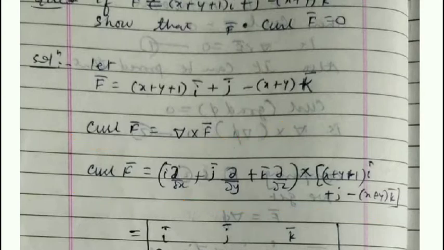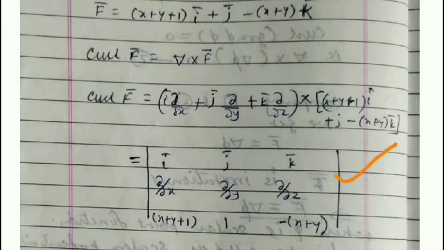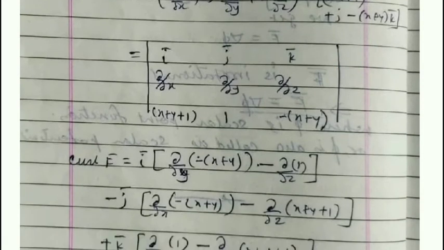We know that if our vectors are in ijk form, then we solve this curl by determinant. Here del is in ijk form, and f bar is also in ijk form. So we solve this curl of f bar by determinant. So del cross f: the value of del is this and f is this. Write first the basis components i, j, k. In the second row write the first vector component del by del x, del by del y, del by del z, and in the third row write the second vector component x plus y plus 1, 1, and minus of x plus y.